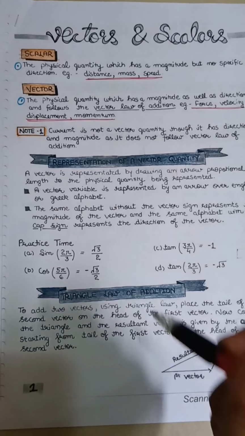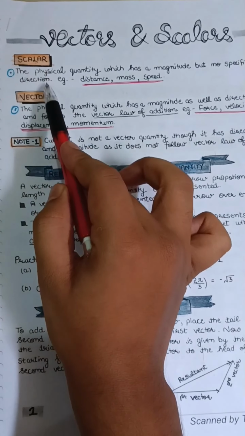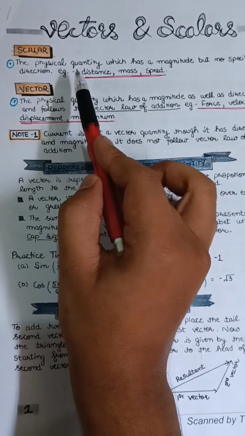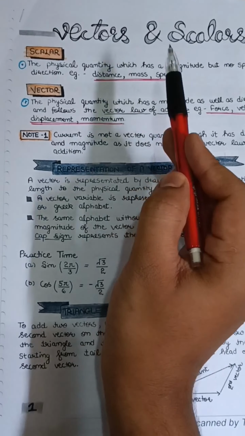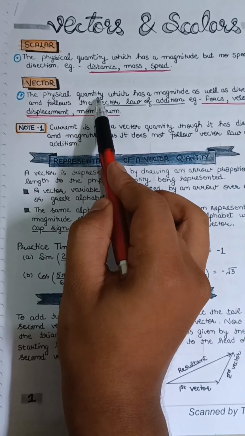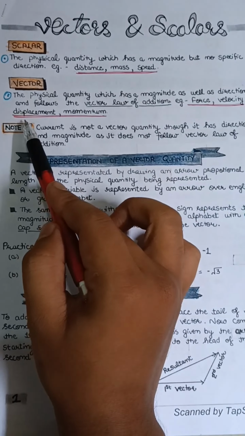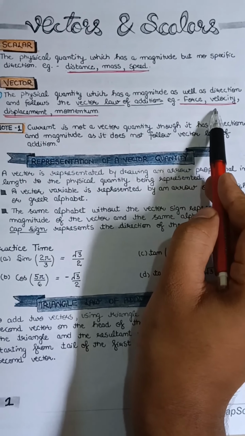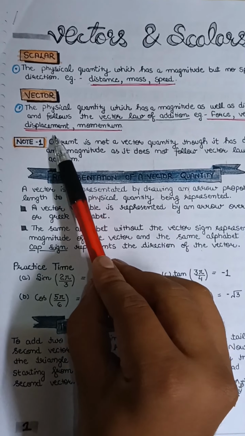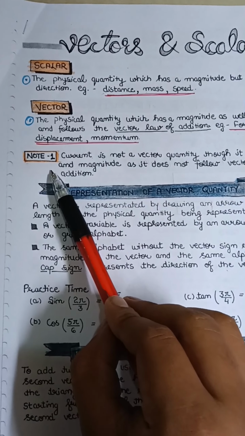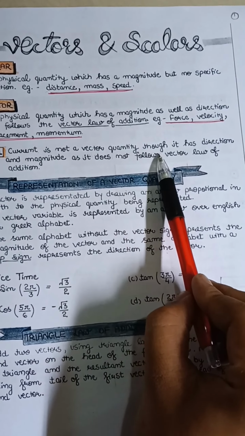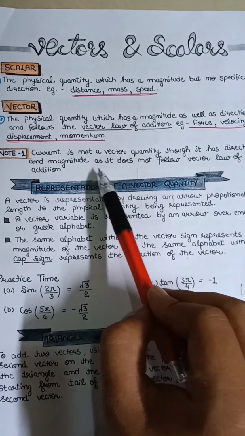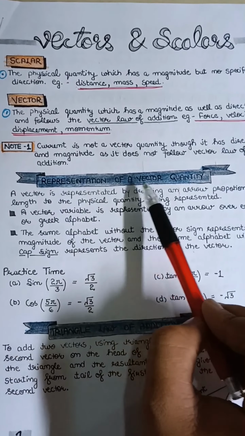So let's go. First of all, a scalar is a physical quantity which has magnitude but no specific direction. Example: distance, mass and speed. A vector is a physical quantity which has magnitude as well as direction and follows the vector law of addition. Example: force, velocity and displacement. Note 1: Current is not a vector quantity, though it has direction and magnitude, as it does not follow the vector law of addition.